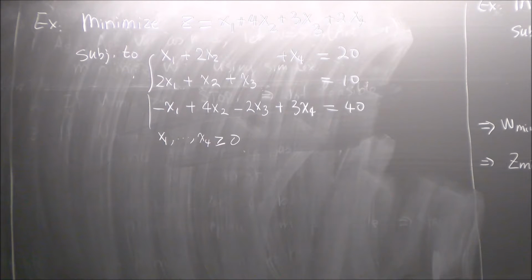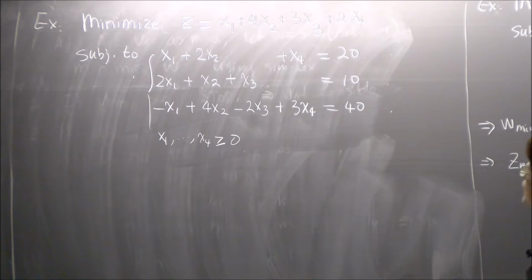Okay, let me double check all the numbers. 1, 2, 1, 20, 2, 1, 1, 10, 1, 4, 3, 40. Okay, so it's in standard form. I think this one is from the textbook, it's the same numbers. Yeah, didn't cook up new numbers. Okay, so you see I have 3 equations.